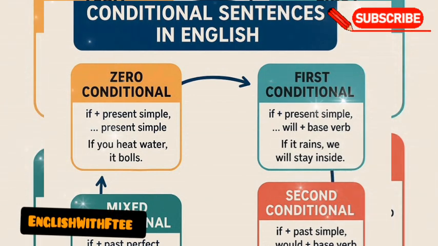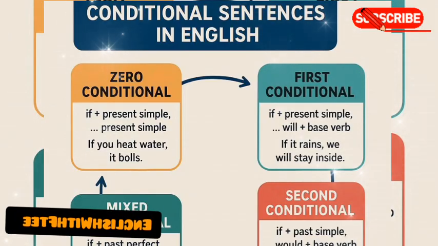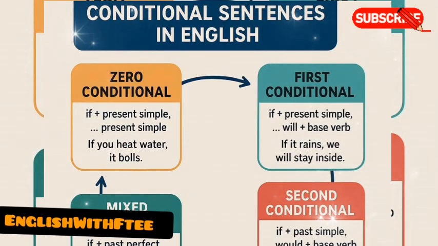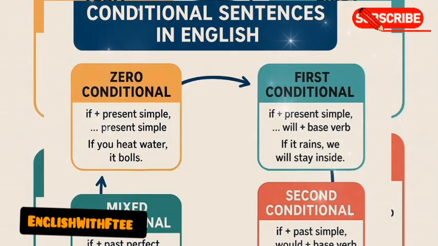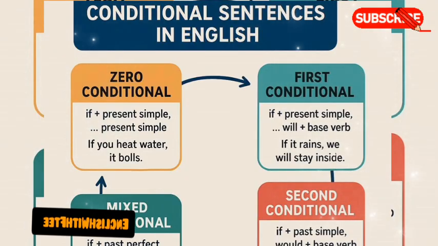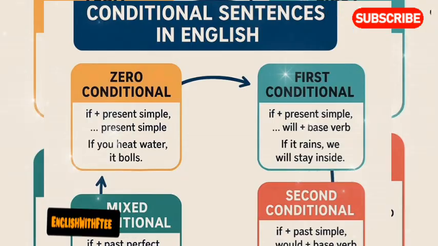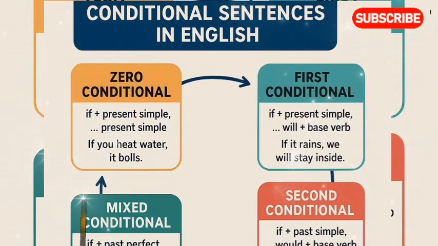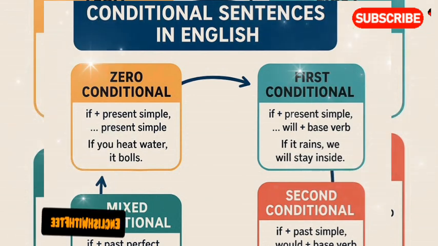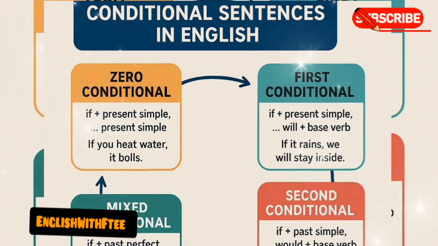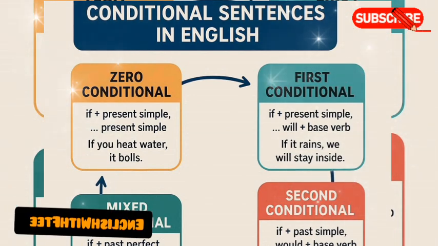Notice the verb form. In zero conditional sentences, both the condition and the result use the present simple tense. For example, if you heat ice, is present simple. It melts, present simple. If you mix blue and yellow, present simple. You get green, is present simple.